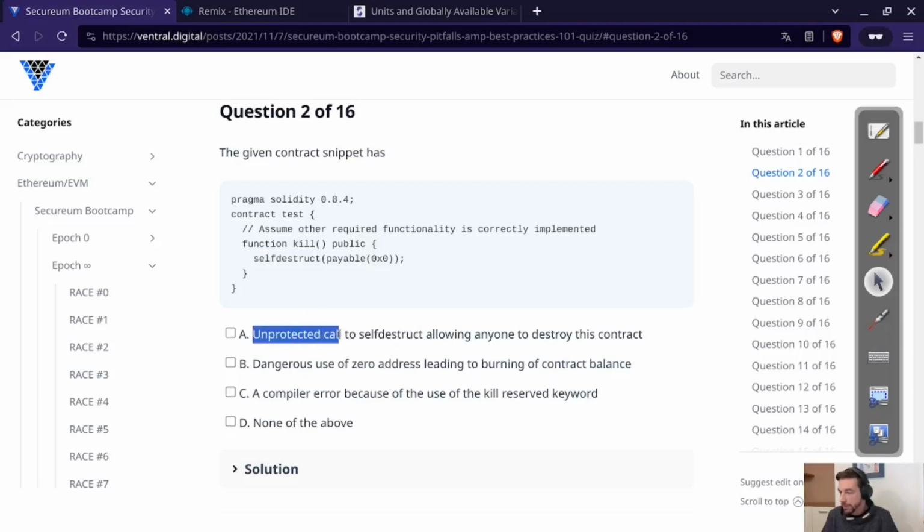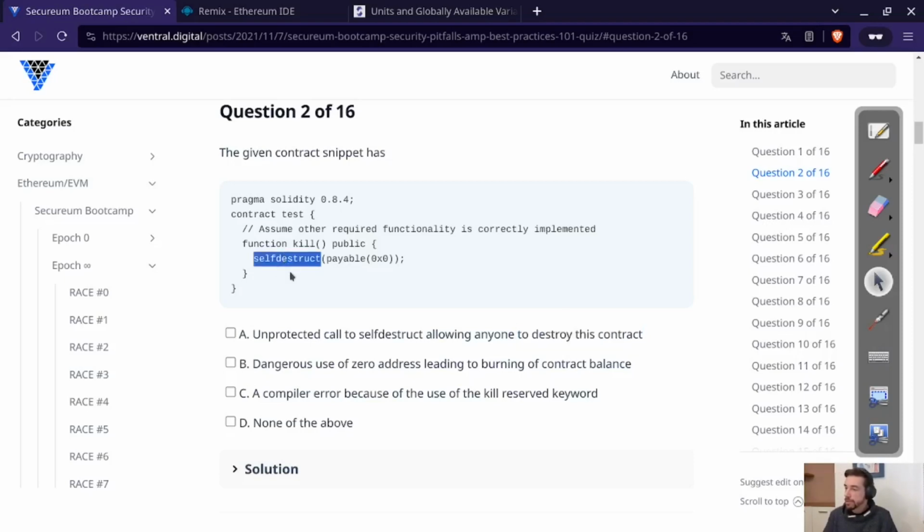Is it unprotected? Well, it is within the function kill, and this function kill is public. So anyone could call this function kill, and there's also no modifiers and no other checks preventing us from calling this. So it is indeed callable by anyone to destroy this contract, that is what self-destruct does. It does destroy the contract.